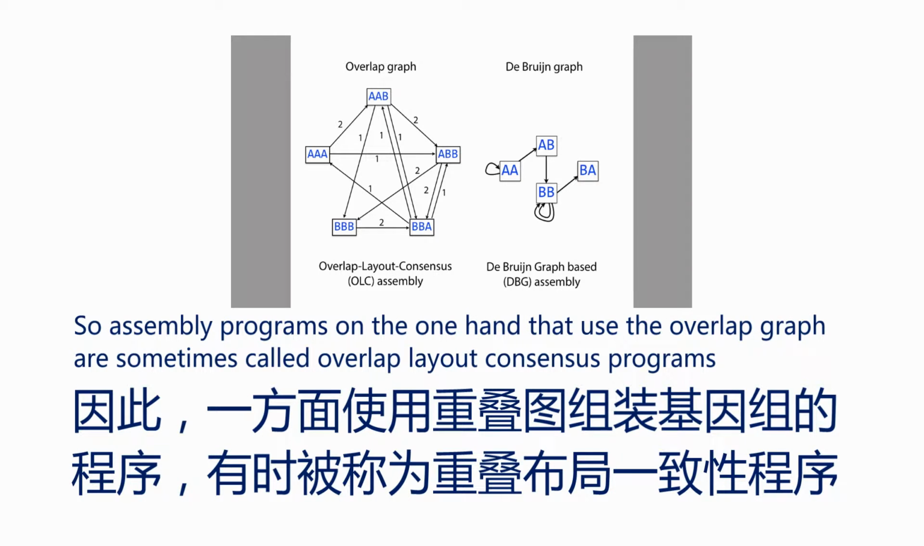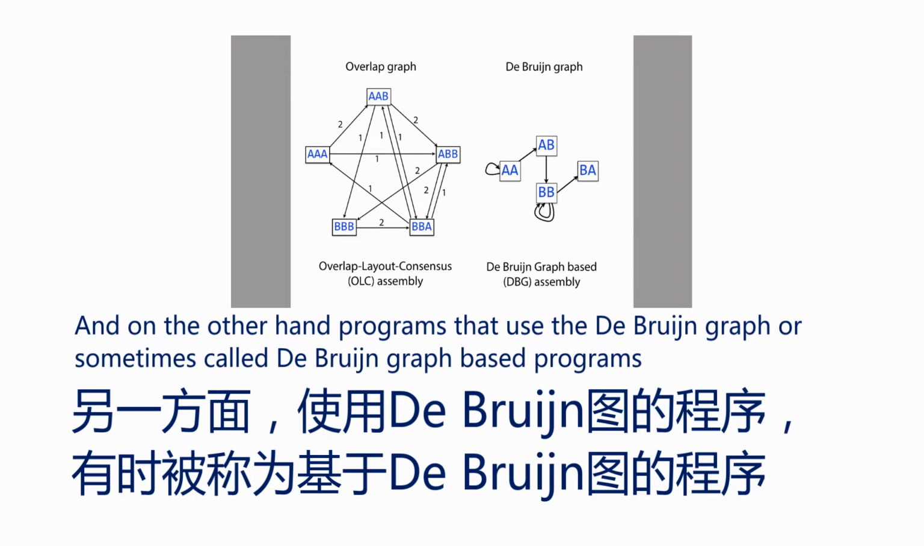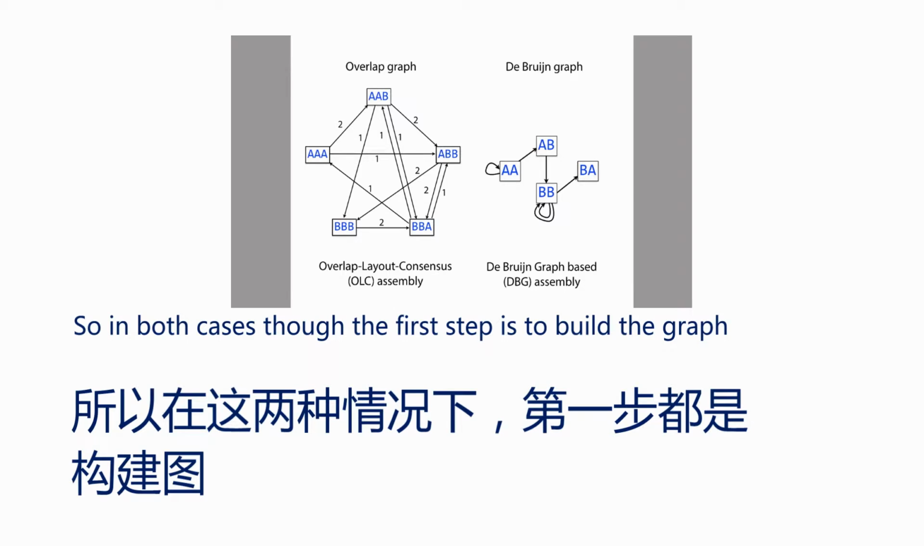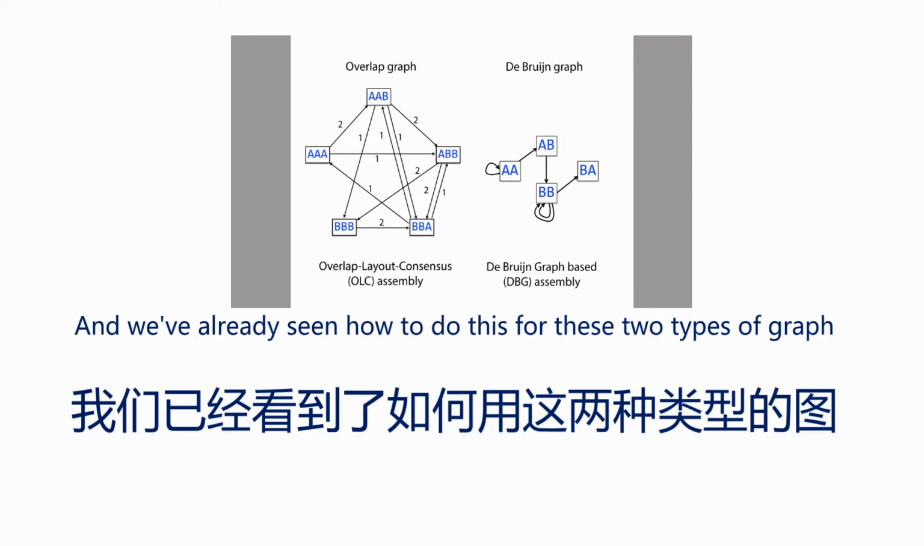So assembly programs, on the one hand, that use the overlap graph are sometimes called overlap layout consensus programs. And on the other hand, programs that use the de Bruijn graph are sometimes called de Bruijn graph-based programs. So in both cases, though, the first step is to build the graph. And we've already seen how to do this for these two types of graph.